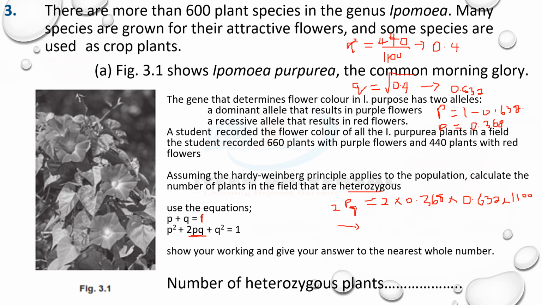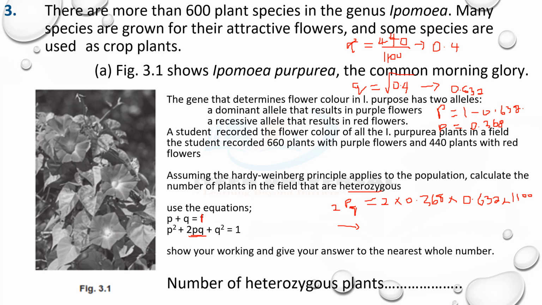Okay, let me do it. I have a calculator here, so I'll say 2 times 0.368 times 0.632, and then times 1,100. Okay, all right. So what's the answer there?